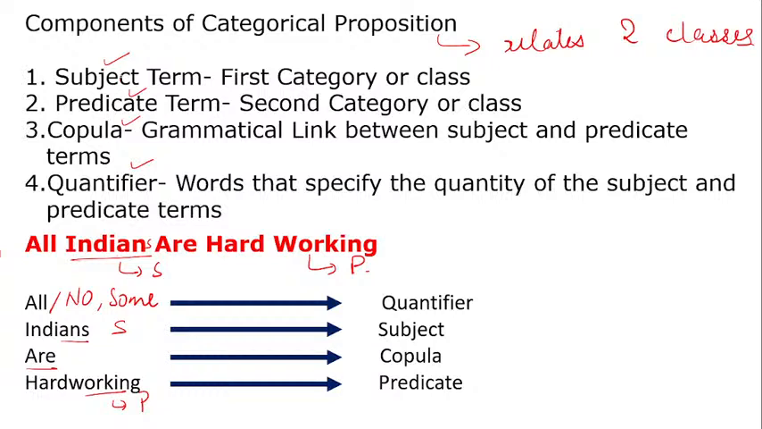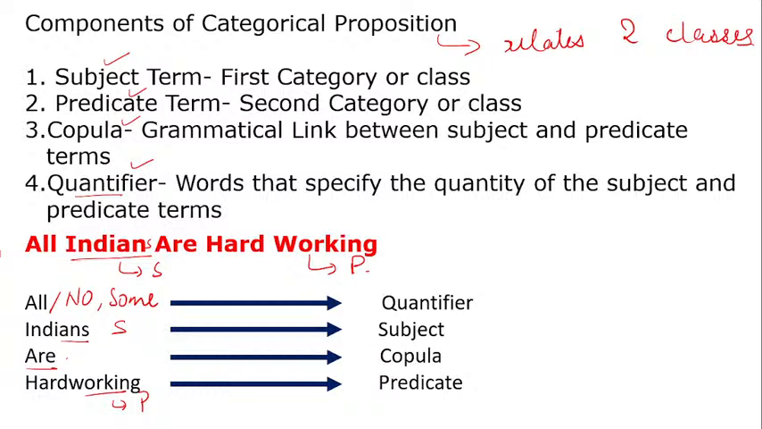Right. So Shreya is asking me to repeat again. The components of a categorical proposition are four. One is the subject term, about which we are talking. Like in the statement, we are talking about Indians, so the subject is Indians. The second class is hardworking. We are talking about Indians, and how are the Indians? The Indians are hardworking. If we are talking about whales are mammals, the quantifier will be all: all whales are mammals, not hardworking. So the predicate is the second category or class. Then you have the copula. The copula is the link; in this proposition, are is the copula, and all is the quantifier because it is telling us about the quantity.